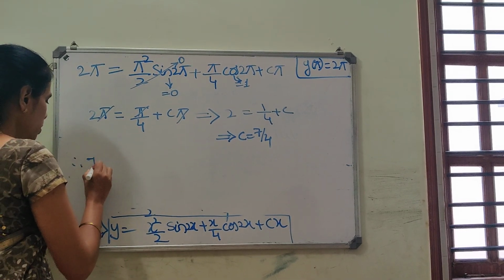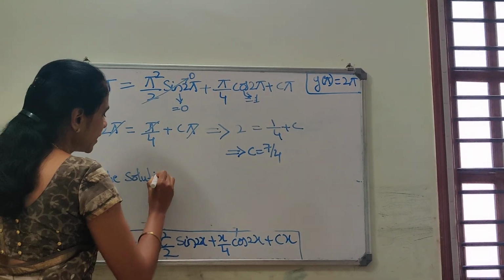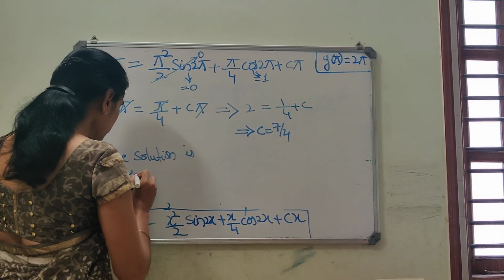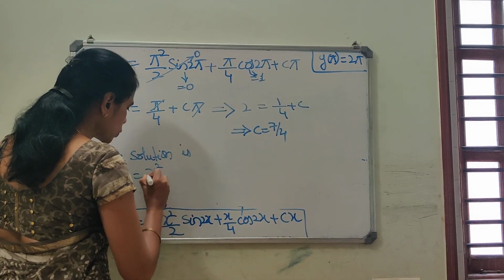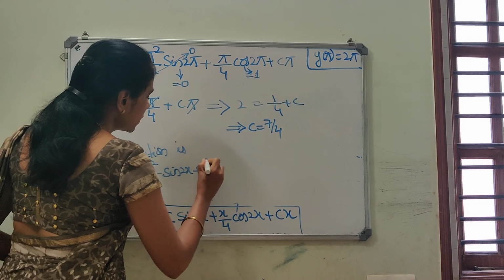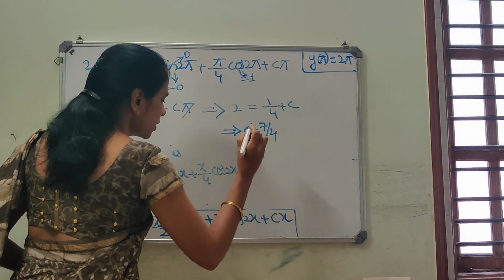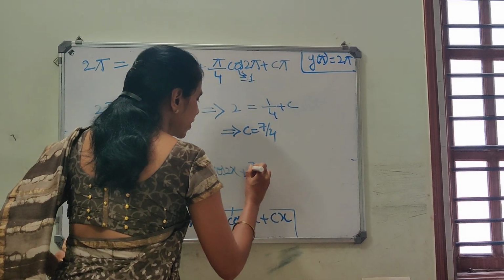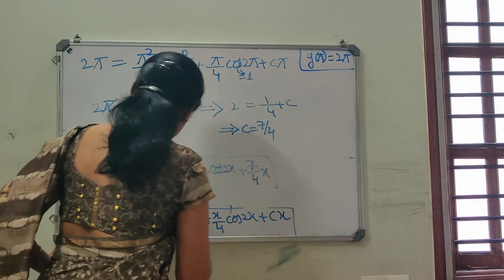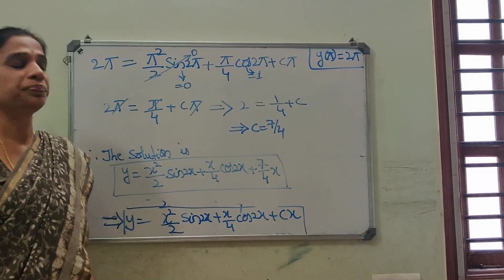Therefore, the solution now is, after substituting the given condition, the particular solution is y is equal to x square by 2 sine 2x plus x by 4 cos 2x plus 7 by 4x. So this is the solution of the given differential equation.